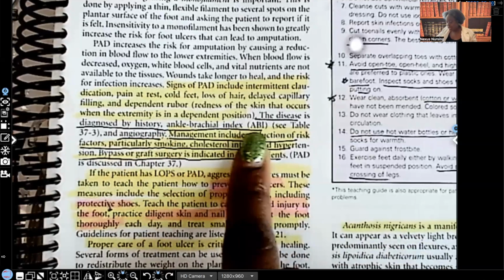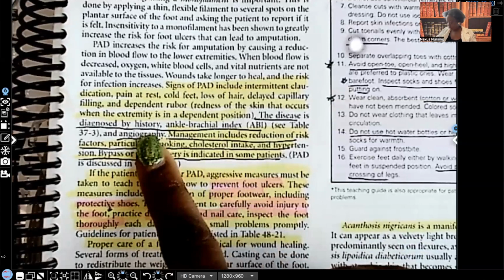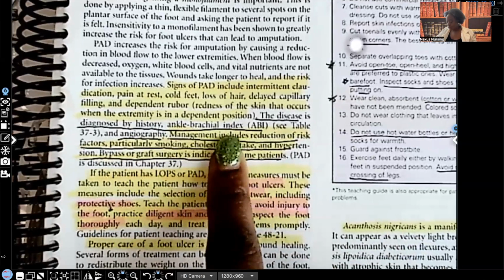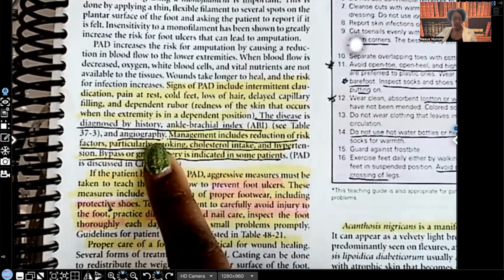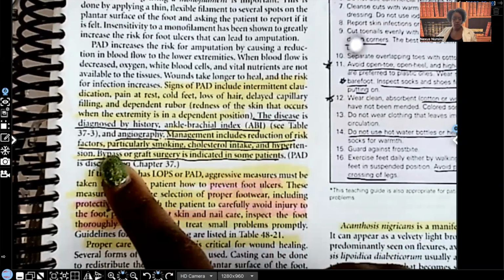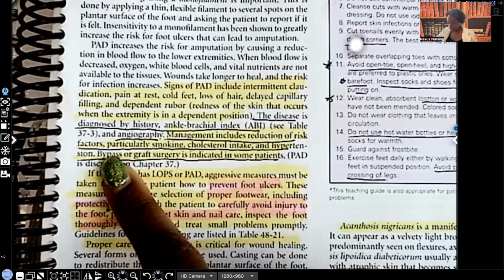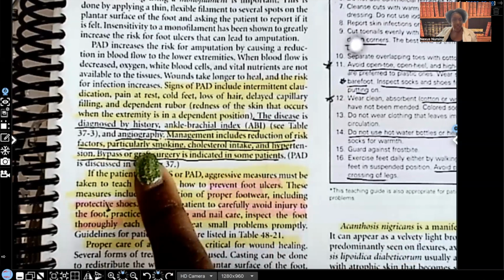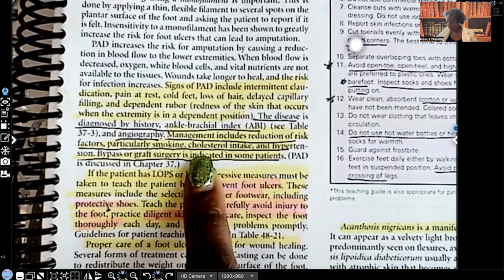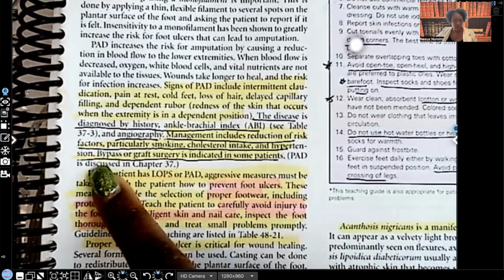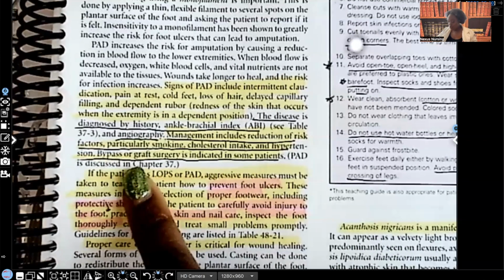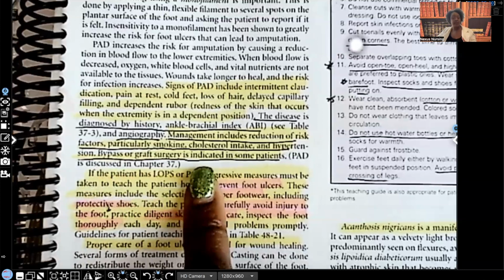The disease is diagnosed by history. They have a history of it. The ankle brachial index and angiography. Those are the top tests we'll do for it. Management includes reducing their risk factors: start eating right, start exercising, stop smoking, especially stop smoking, decrease cholesterol intake, keep your blood pressure down, okay? Bypass or graft surgery is indicated in some patients.